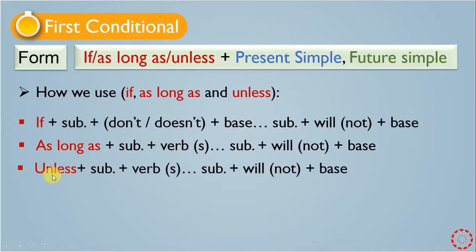For "unless," it has a negative meaning, so the first sentence, I mean the present simple tense, should be in the positive form, because "unless" has a negative meaning. We have subject, and then verb, and then we have the second sentence, which is future simple. In this form with "unless," the second sentence, I mean the future simple, should be negative. We have will, and then not.